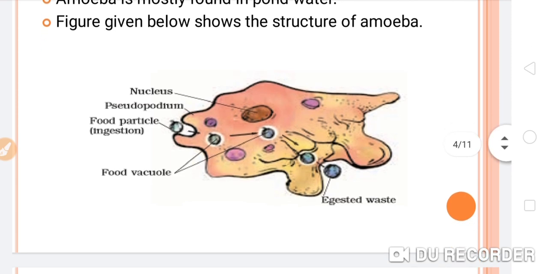So you can see in this picture, this is the amoeba and the different parts of the amoeba. You can see here a nucleus, second a pseudopodium, third the food particles, that is ingestion, next food vacuole and digested waste. Let's start.